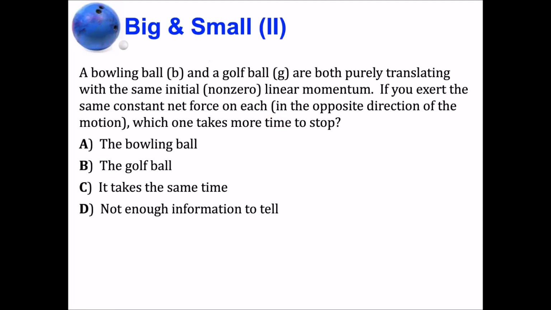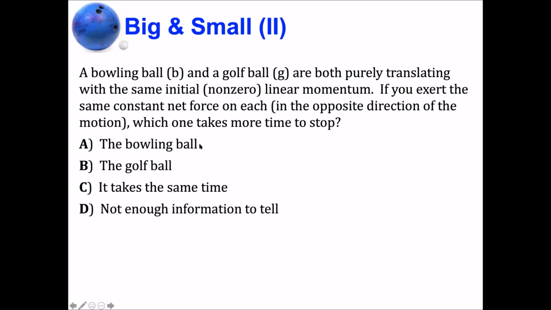The big and small problem number 2 involves our bowling ball and golf ball that are both undergoing pure translational motion, and they begin their motion with the same initial non-zero linear momentum. What we're going to do is apply the same constant net force to each ball as they undergo their motions, and that force is going to be in the opposite direction of each ball's motion, and we're going to try to determine which ball takes more time to stop under the influence of that same net force.